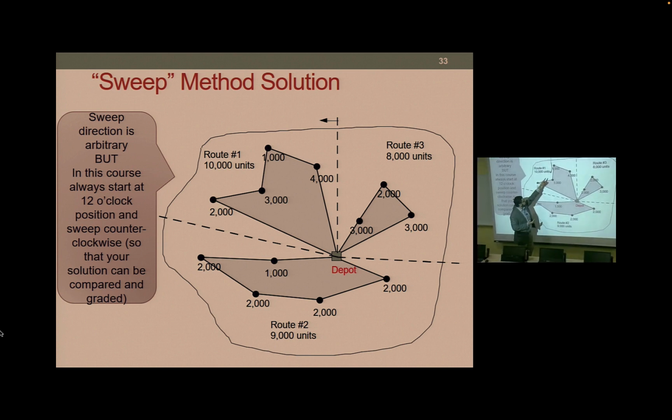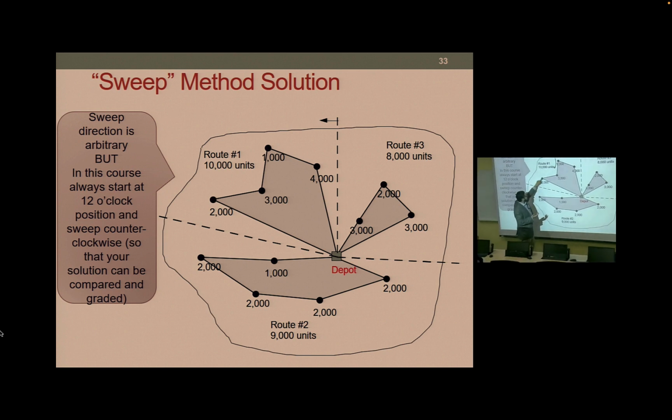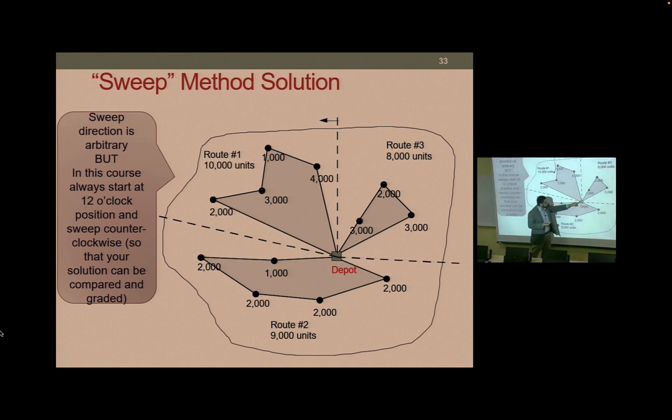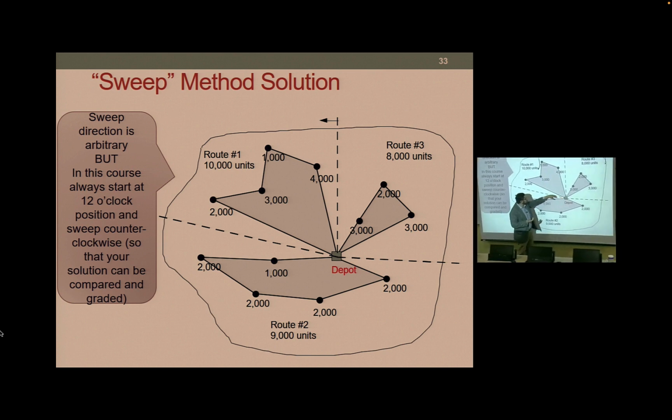We have 4,000, 1 5,000, 3,000, that's 8,000 to 10,000. Our truck capacity is 10,000, so I cannot add this one to the same route. I have to come back. Once you come back, you start a new line and you start sweeping again.